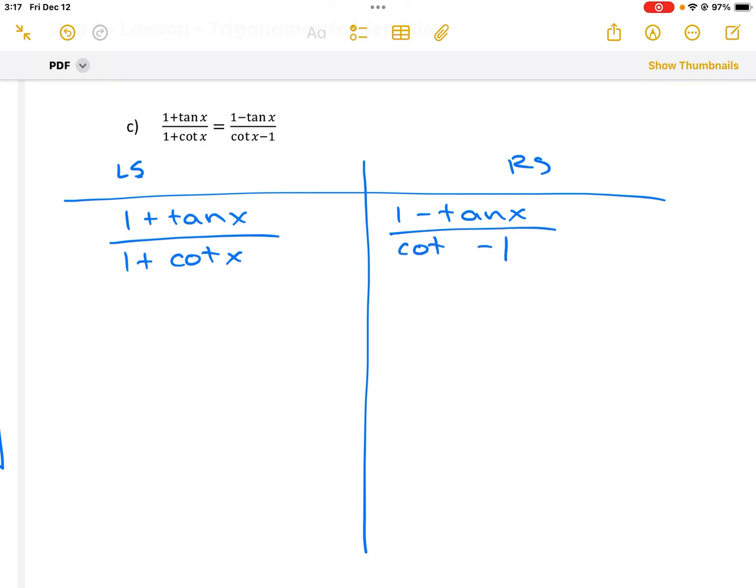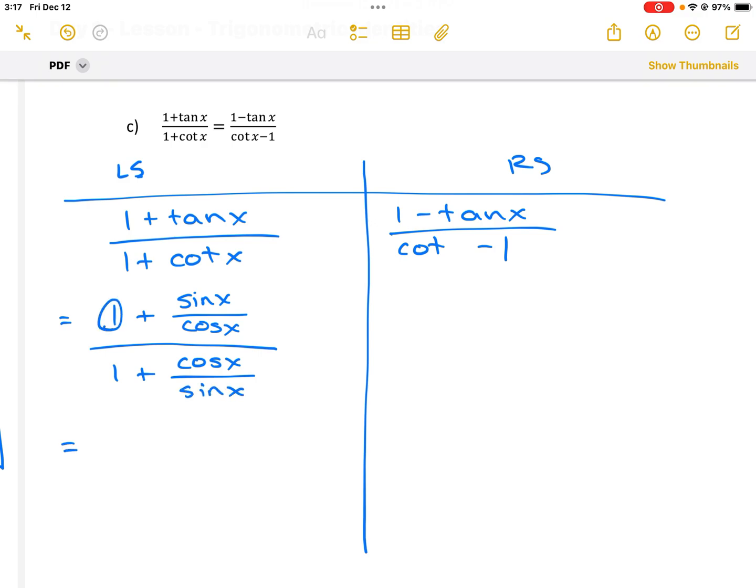Now, I'm really trying to get everything into terms of sine and cos. And so in order to do that, I'm going to replace tan with sine x over cos x. And then I'm going to replace cotan x with cos x over sine x. Now I'm going to change 1 into something else. On the top, it becomes cos x over cos x. On the bottom, it becomes sine x over sine x.